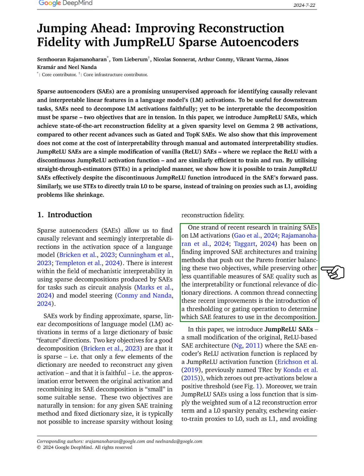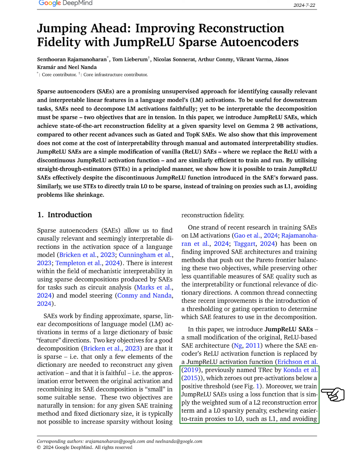In our paper, we present JumpReLU SAEs, which are a slight modification of the original ReLU-based SAE architecture. In this new approach, we replace the ReLU activation function in the SAE encoder with a JumpReLU activation function. This function zeroes out pre-activations that fall below a positive threshold. Additionally, we train JumpReLU SAEs using a loss function that combines a weighted sum of a reconstruction error term and a sparsity penalty, avoiding simpler alternatives like L1 loss and not requiring auxiliary tasks for threshold training.